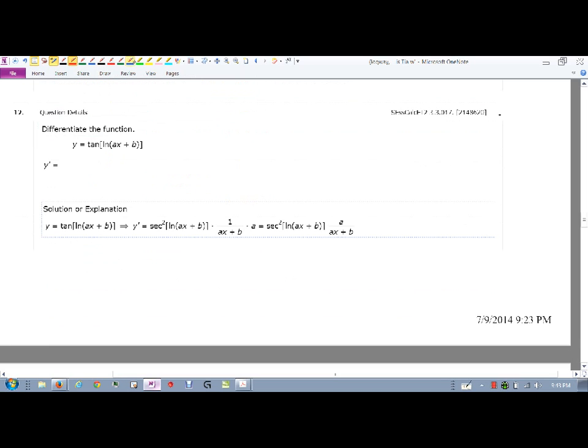Okay, more chain rule. We have tangent of something. So the derivative of tangent of something is secant squared of that something, natural log ax plus b. Now times, now I'm done with the tangent, now I'm looking at natural log of something. What's the derivative of natural log of something? Well, it's 1 over that something. Okay, then times the derivative of that something inside there. The derivative of ax plus b is just a. So if you put that together, you get this right here.